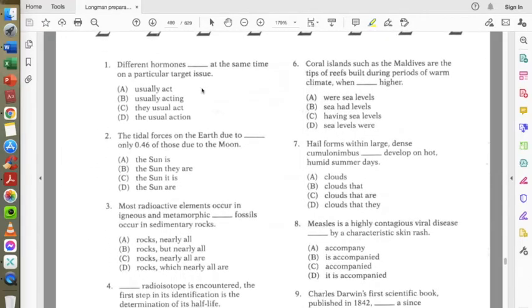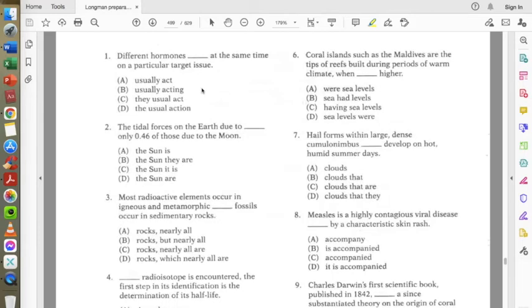And so most of these are fairly simple, following basic grammar rules. Some are somewhat tricky. Let's look at number one. Different hormones blank at the same time on a particular target tissue. Different hormones is our subject. We just want a basic adverb verb construction there. Different hormones usually act at the same time on a particular subject.